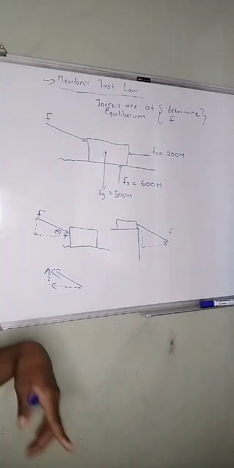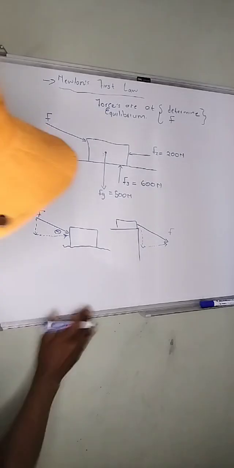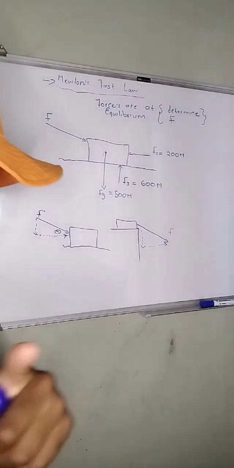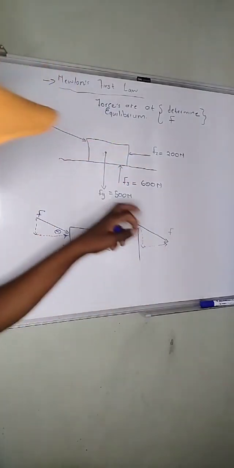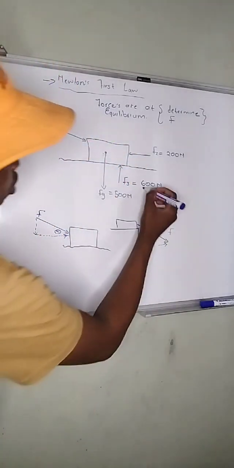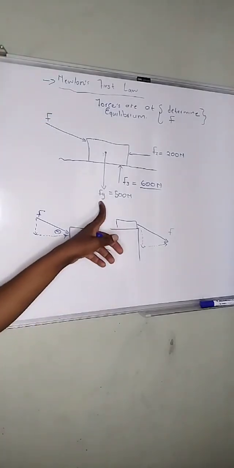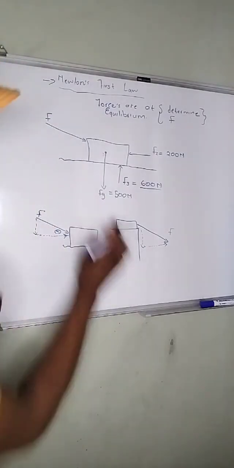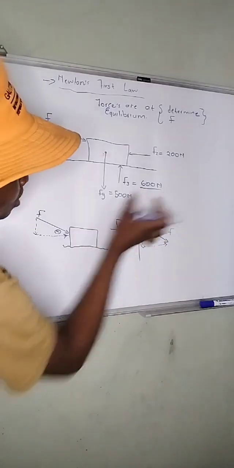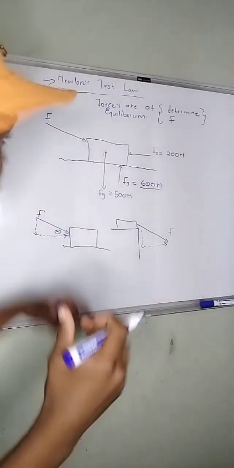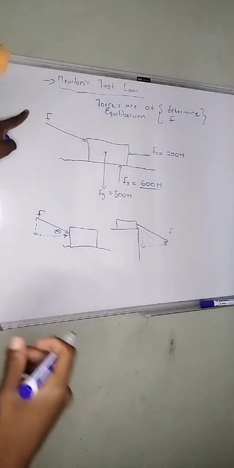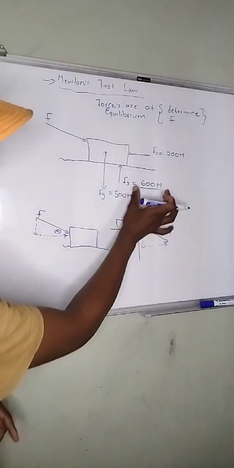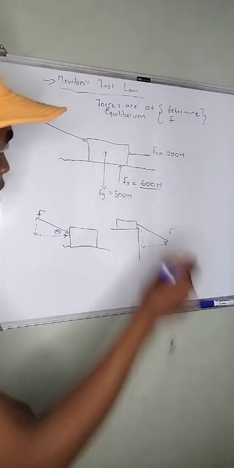Don't buy it. Going back to this scenario where the normal is greater than Fg, it's because of this force. This force is the one which causes the Fg to be less than the normal. Why am I saying that force?